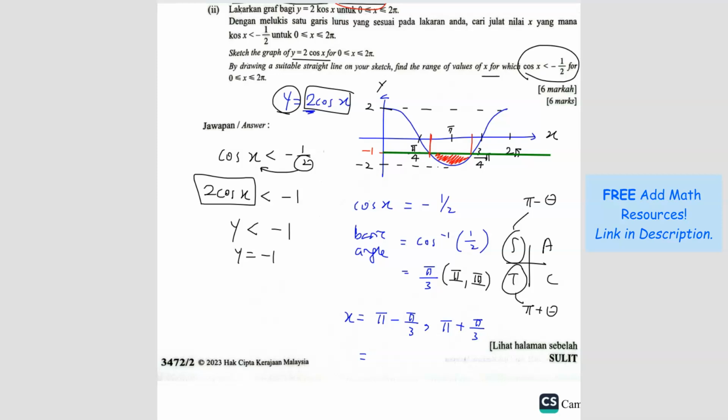So in the end, the first one is 2 over 3 pi. The second one is 4 over 3 pi. So that means the x value here is 2 over 3 pi and 4 over 3 pi. Technically you don't have to redo it, but I'm just doing it to show you guys. Your answer, they want the range of x value, right? So the range of x value is going to be between 2 over 3 pi and 4 over 3 pi. So this is your answer.